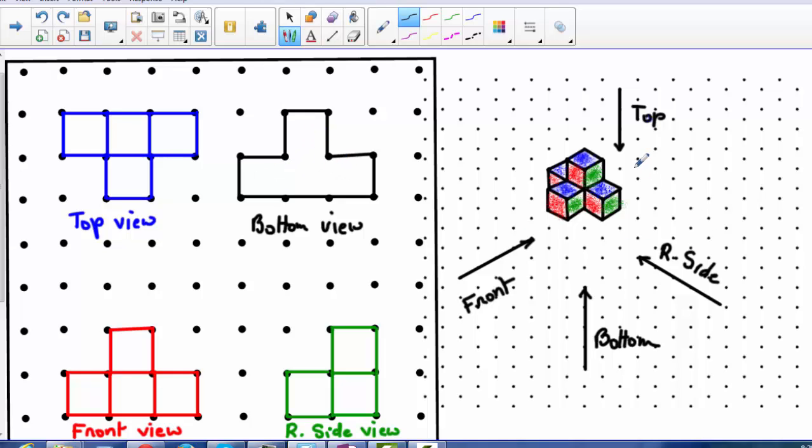So I encourage you to try the back view, and maybe we can discuss that in the class. So I hope you understood this one, and the next lesson is going to be Unit 3, Lesson 2. Thank you.